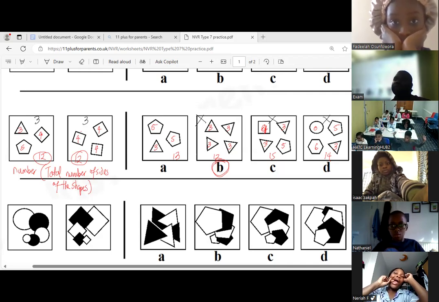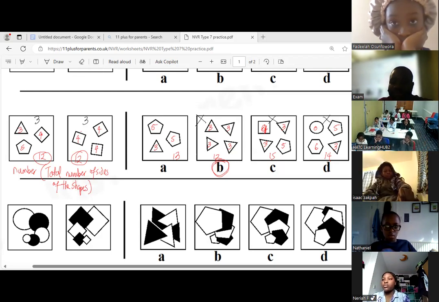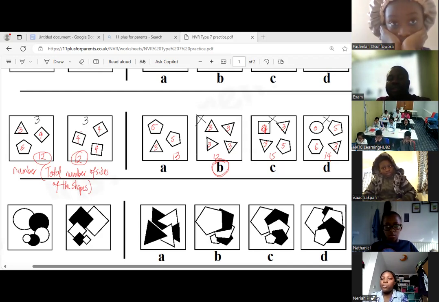Very good. Yes. Neraya F, you raised up your hand earlier. Are we gonna do book check? What is it? Are we gonna do book check today? Oh yes, it will. Wait for it. It's coming. It's coming. Yes, Naomi.